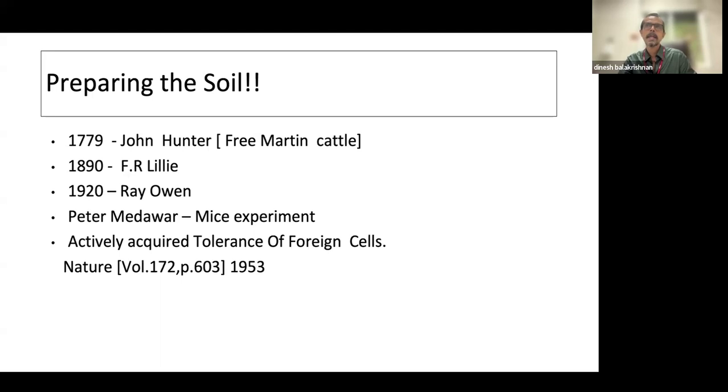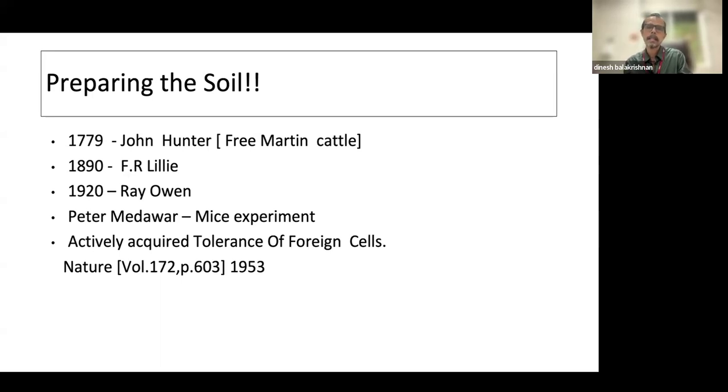So he observed that because they had a shared circulation, and the non-identical blood group was shared very early in life, probably the organism accepts it as its own. So this observation of Ray Owen made Peter Medawar, again a zoologist, do a mice experiment.